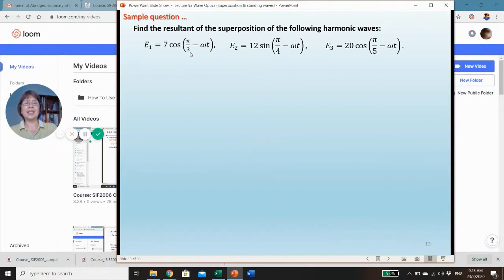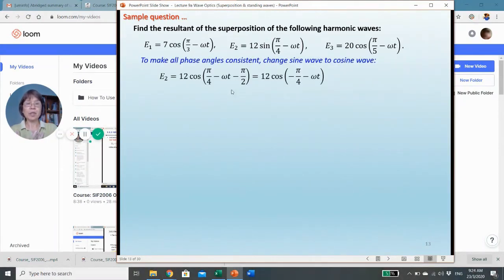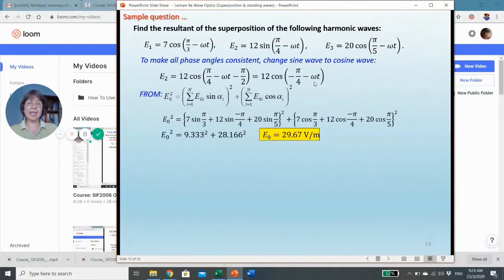For example, we have 3 waves, E1 given by this, E2 given by this, and E3 given by this. You note here the frequency is the same. So let's just consider only the phasors. But in order to make it consistent, E2, we rewrite it as 12 cosine pi over 4 minus omega t, and we add a negative 90 degrees. That will give us negative pi over 4 minus omega t.